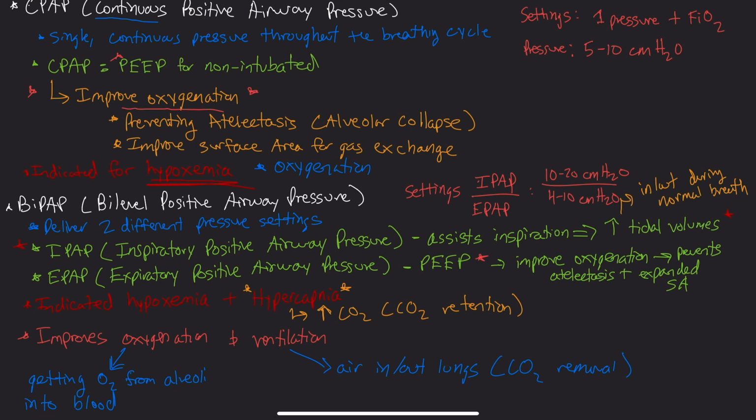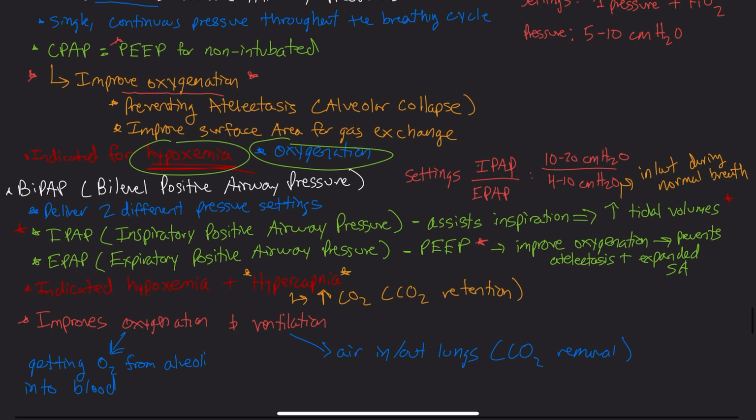The main thing to know here is that CPAP is going to improve oxygenation, so it'll be indicated for hypoxemia. It's just that one pressure throughout the breathing cycle. Think of it as PEEP, right? It's keeping the alveoli open, preventing atelectasis, improving the surface area, better gas exchange, better oxygenation. Whereas BiPAP provides a little more support, right? So you've got this inspiratory support, assisting inspiration, increasing tidal volumes, which is going to help blow off CO2. So that is how it's going to help with not only oxygenation, but also ventilation.